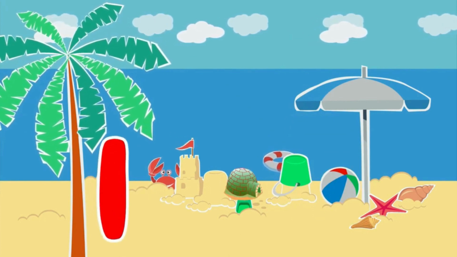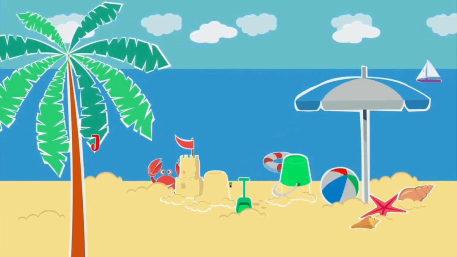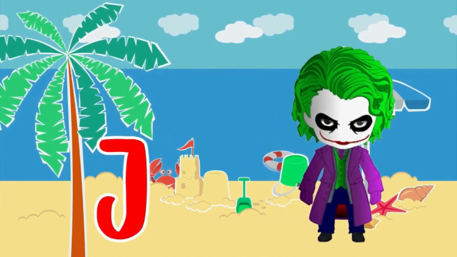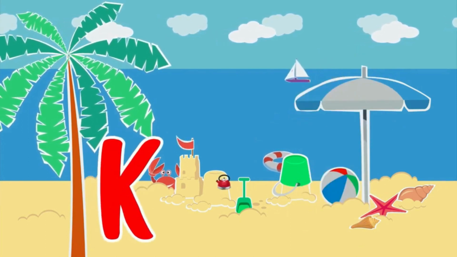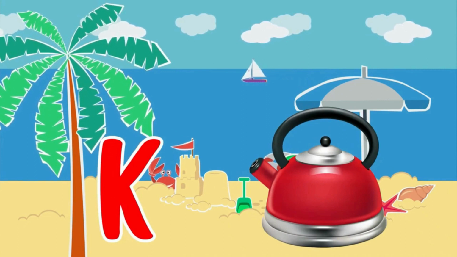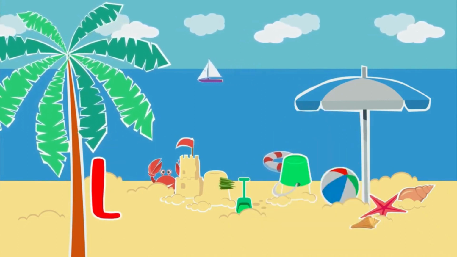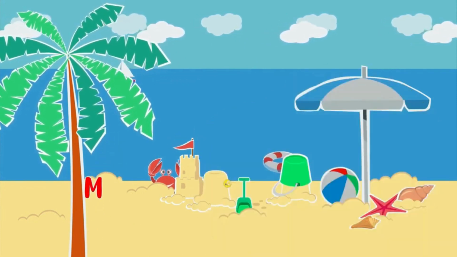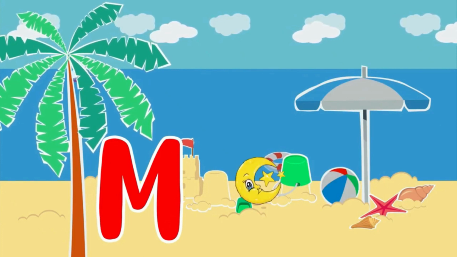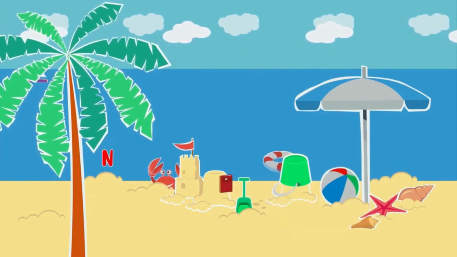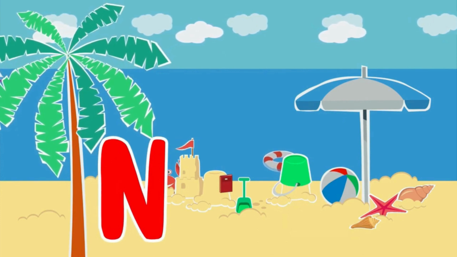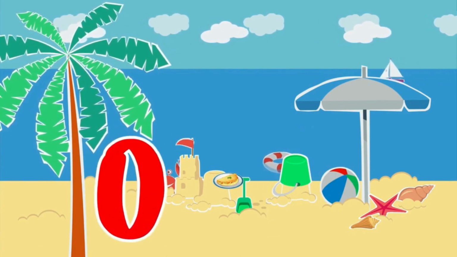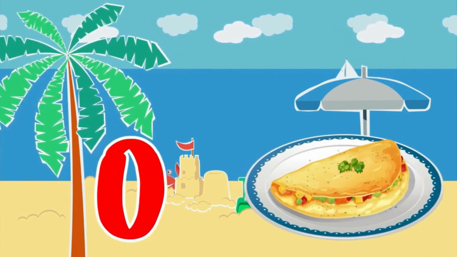I. I for igloo. J. J for joker. K. K for kettle. L. L for lemon. M. M for moon. N. N for notebook. O. O for omelette.